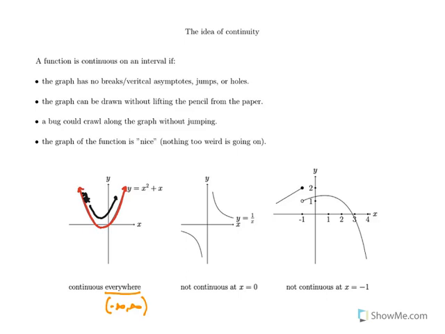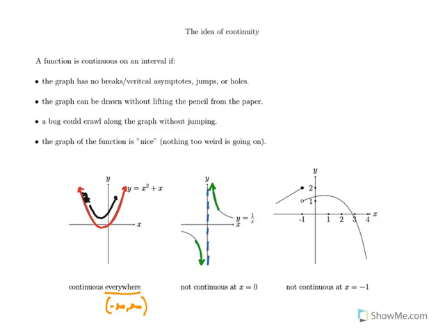The next one is not continuous at x equals 0. This is the function y equals 1 over x. And this is not continuous because there is a vertical asymptote at x equals 0. The function approaches that asymptote on both sides, but never actually gets to that line. So let's look at our ways to see why this is not continuous. Again, there's a vertical asymptote, that means it's not continuous.